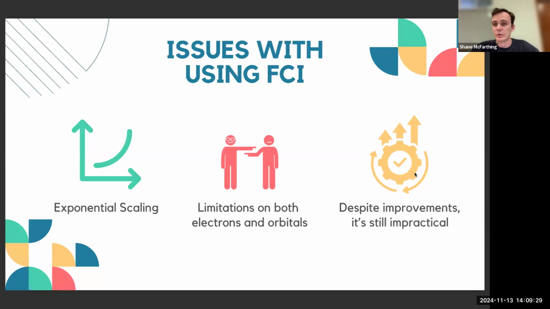There have been improvements in different parts of the algorithm, for example trying to make the diagonalization process more efficient through methods like the Davidson algorithm, which reduce the computational complexity of the diagonalization, and also exploiting the fact that the Hamiltonian is mostly sparse, where a lot of the entries are zero. We still can't get around the fact that this method is not really feasible or practical for large systems.